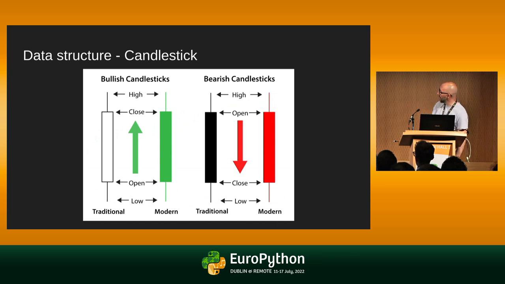These are the breakdown of the candles. Like I said, green ones are bullish. They mean the price went up. Red ones are bearish. The price went down. Open on the, I'll just move away from the mic. On the thick bit down here, I'll speak a little louder, just for the people at home.